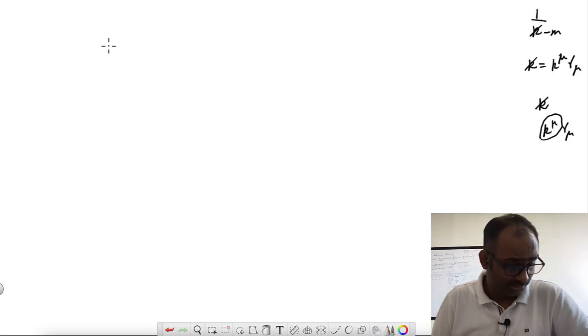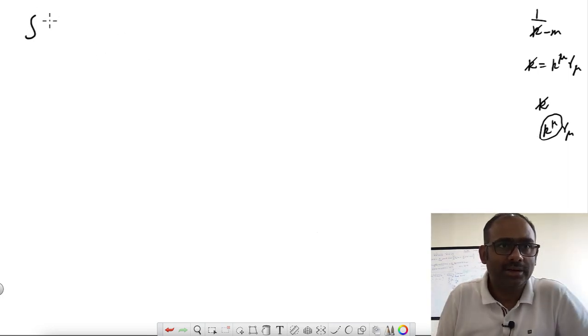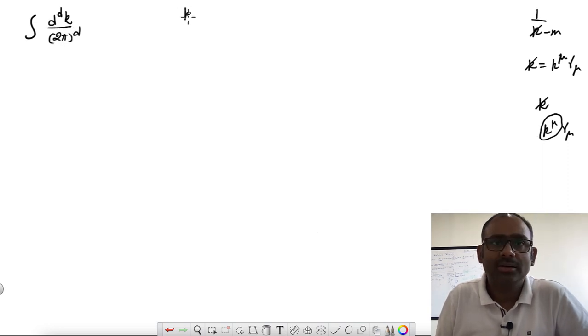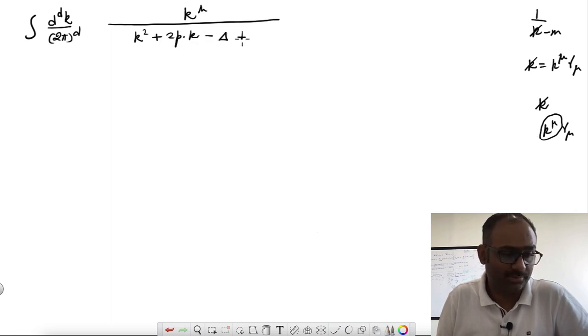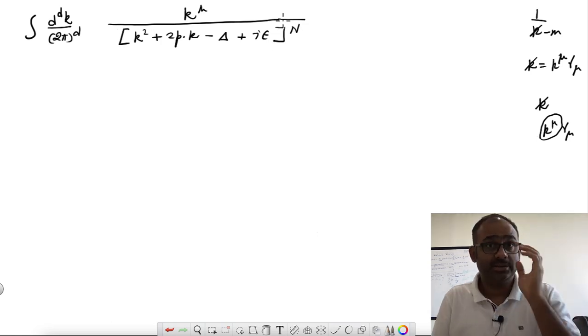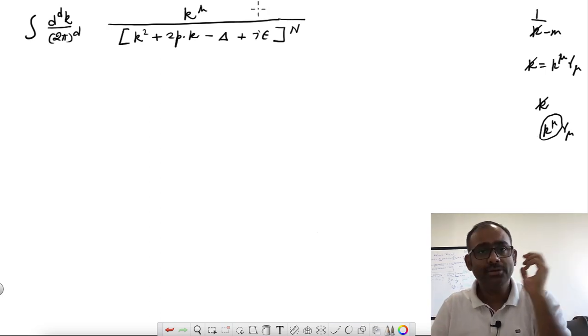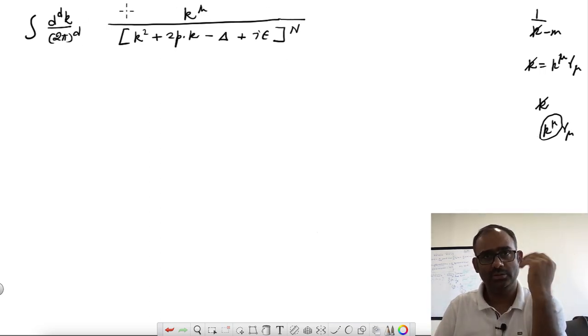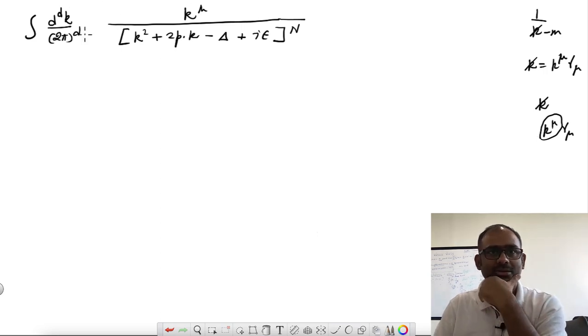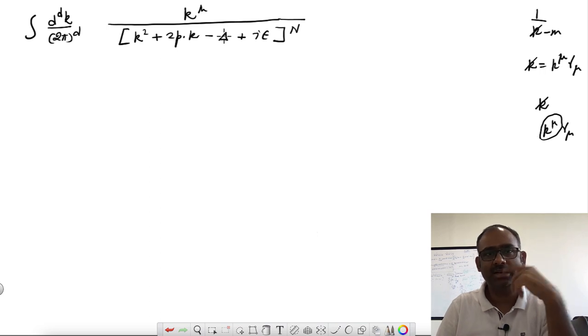Okay, so let's look at one of those. So I want to integrate d^d k over 2 pi to the d, k mu over (k square plus 2 p dot k minus delta plus epsilon). Okay, what will be the result? So before I give you the result, let's see what it will look like, at least the p dependence. So again, using the same argument, the result will depend on delta. Okay, delta is a scalar, it is made out of all the invariants and m squares and whatever and x i's.